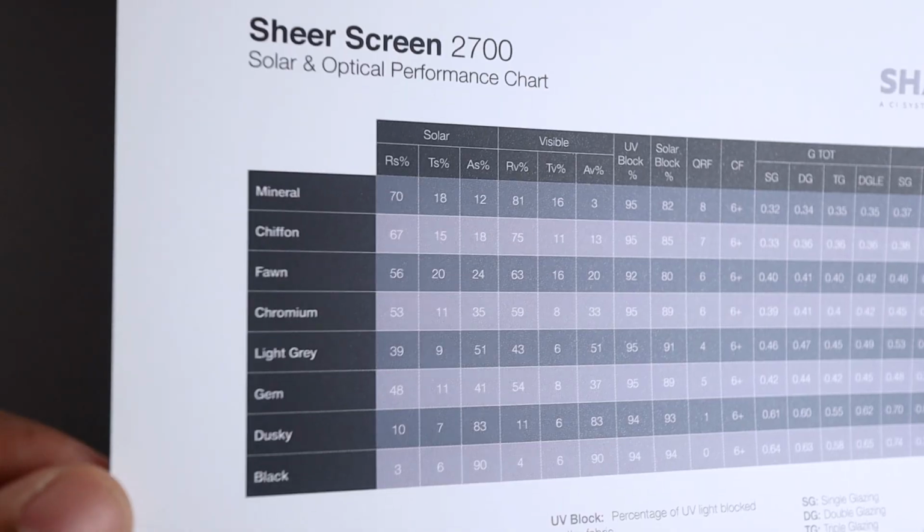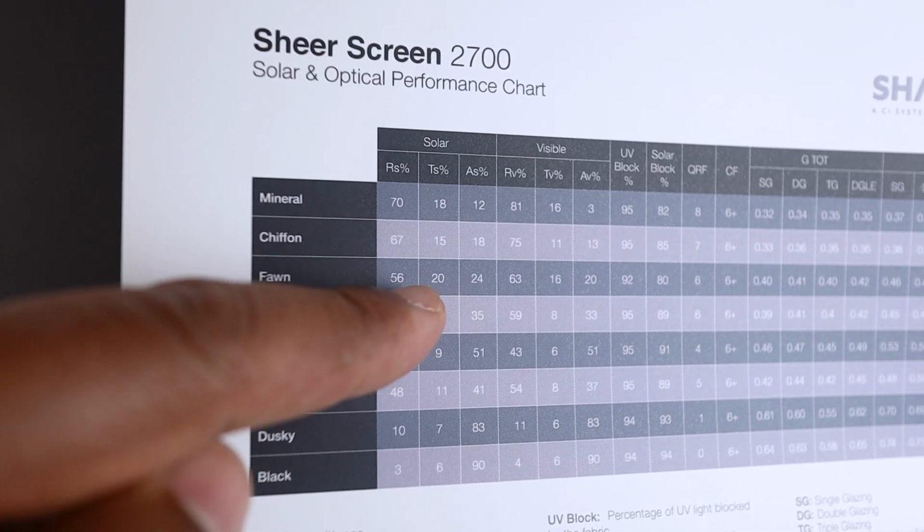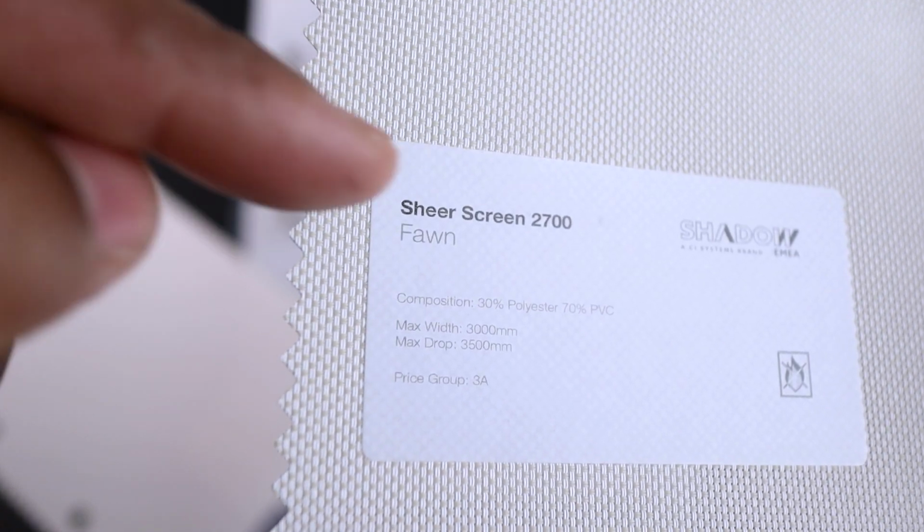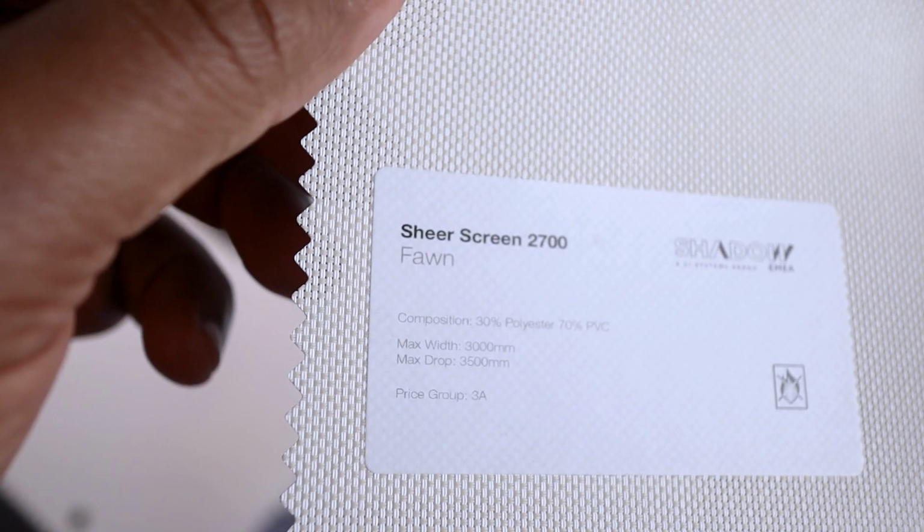If, on the other hand, my windows are north-facing, receiving indirect sunlight all day, in this case, I will specify fabric with a high TS, like between 20 to 30%, which will let ample natural daylight and therefore reducing lighting costs.